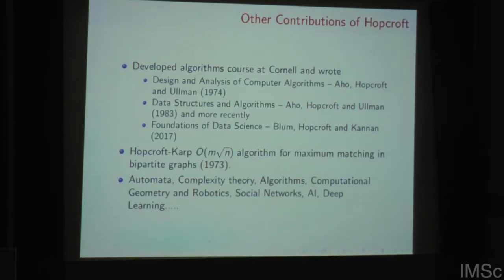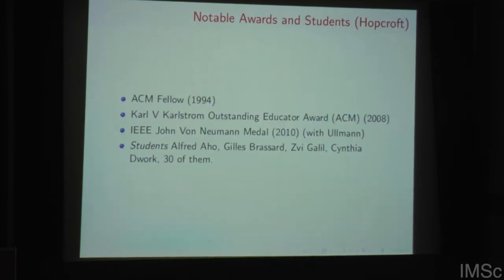Okay. So he became an ACM fellow in 1994 along with Tarjan. Along with Ullman, he won the John von Neumann medal for his field-defining books on algorithms and automata theory, and an impressive list of about 30 students.